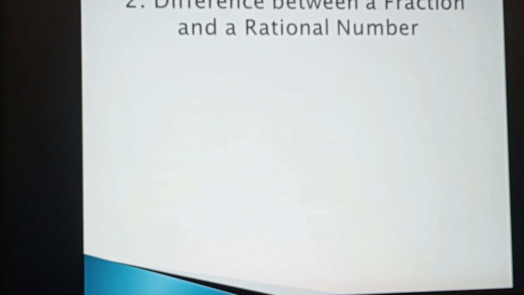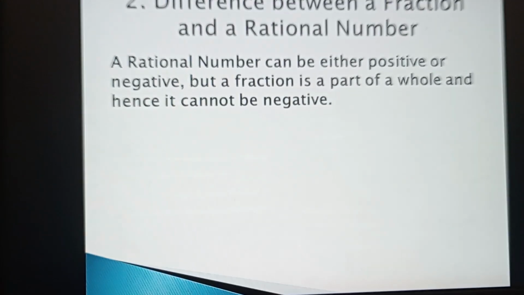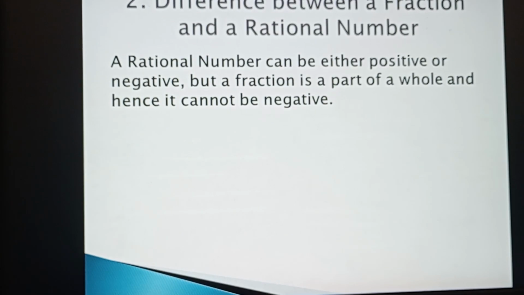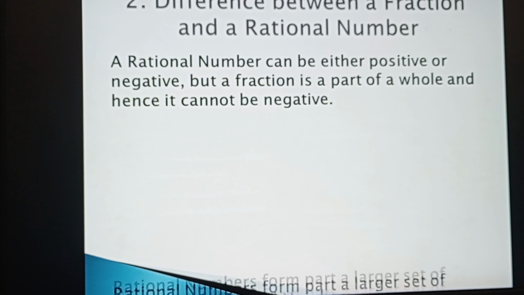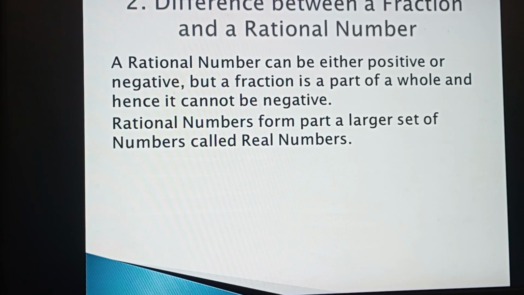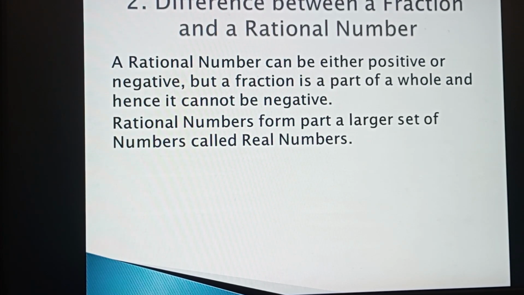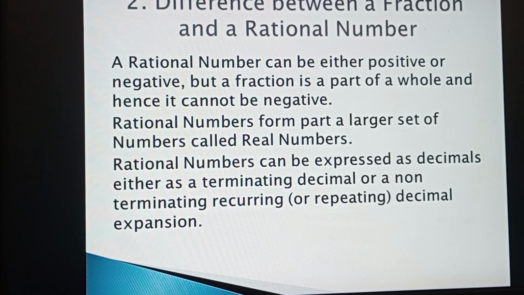Difference between a fraction and a rational number. A rational number can be either positive or negative, but a fraction is a part of a whole and hence it cannot be negative. A rational number forms a part of a larger set of numbers called real numbers. Rational numbers can be expressed as decimals, either as a terminating decimal or a non-terminating, recurring, or repeating decimal expansion.